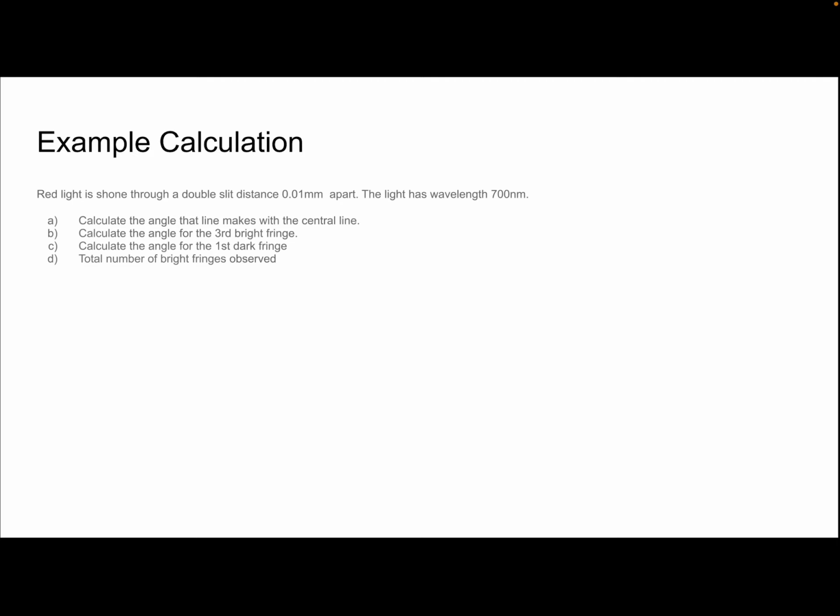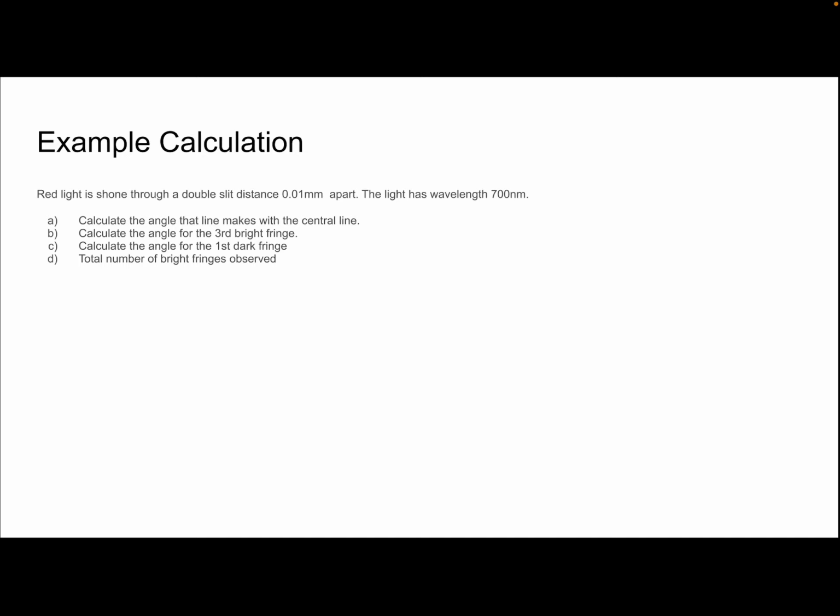Alright, so here's the calculation for another one using nλ = d sinθ. So we look at this example. We have red light shown through a double slit, which is a distance 0.01 millimeters apart. The light has a wavelength of 700 nanometers. There are 4 parts here, so you can just read the parts and try to do the question yourself first.